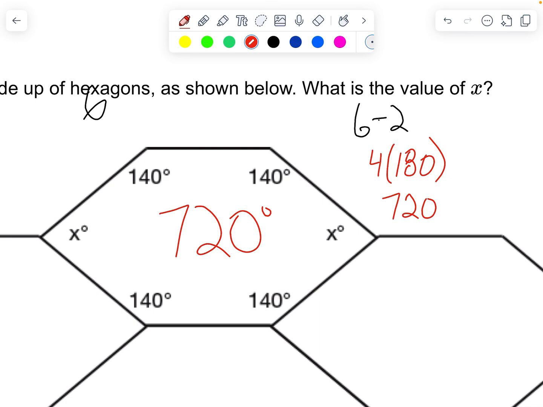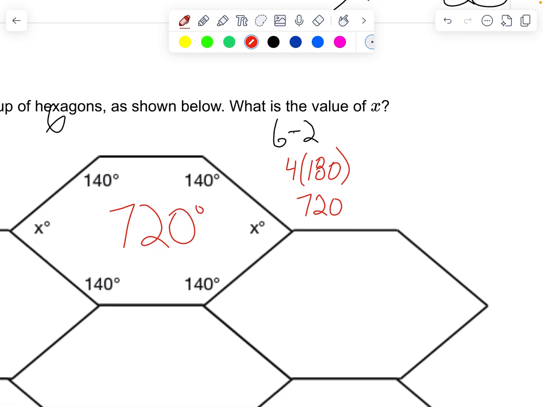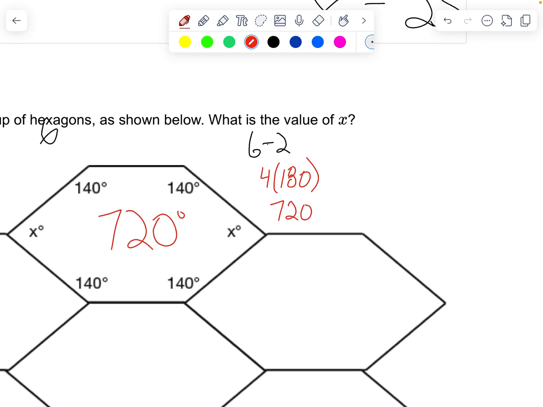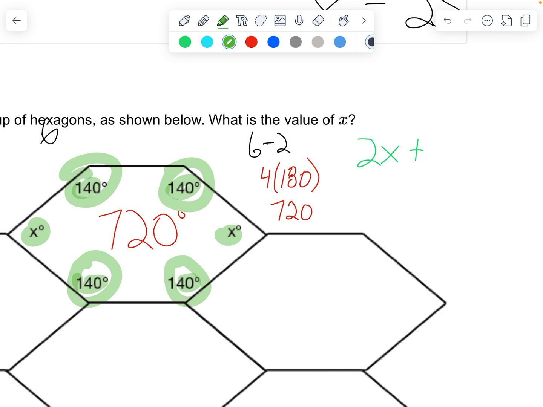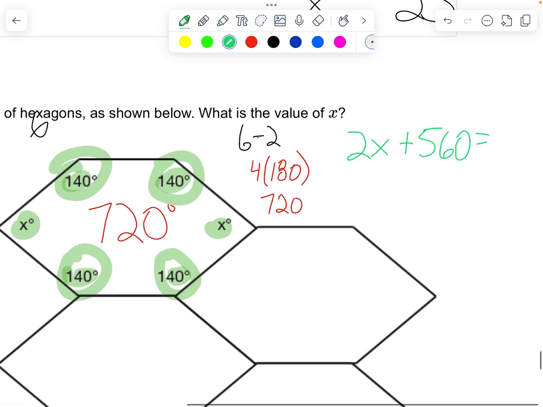So we can add everything up and then set it equal to 720 degrees and find out what x is, okay? All right, so here we go. I'm going to add all the angles. x and x makes 2x, plus 140, 140, 140, 140. Well, 140 times 4, sorry, is 560. So these together make 560. I'm going to write that down, 560, and the whole thing equals 720.